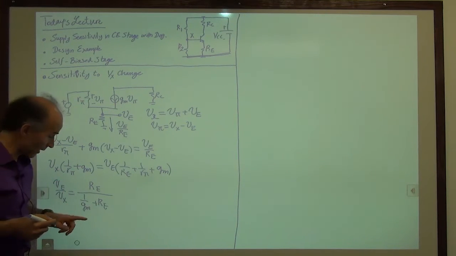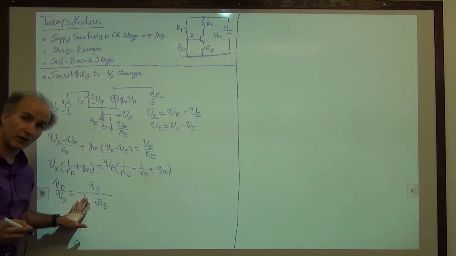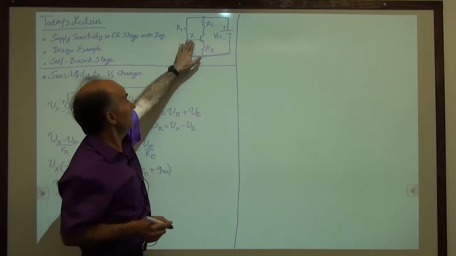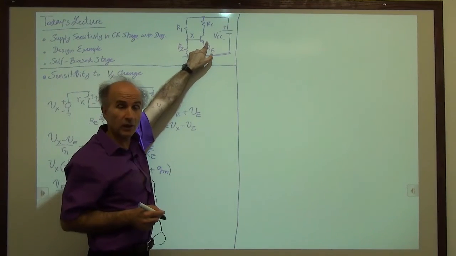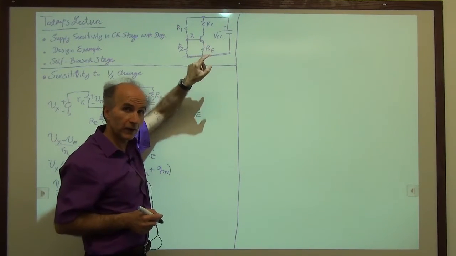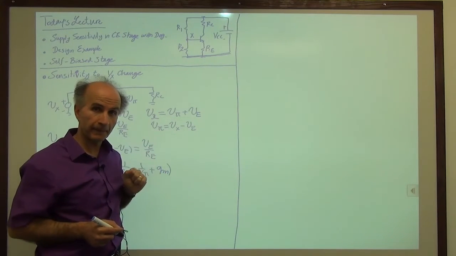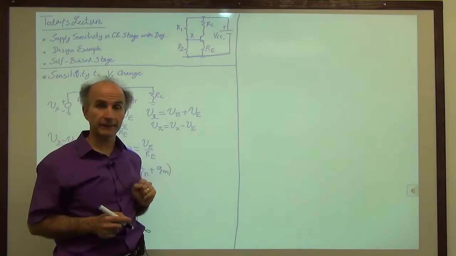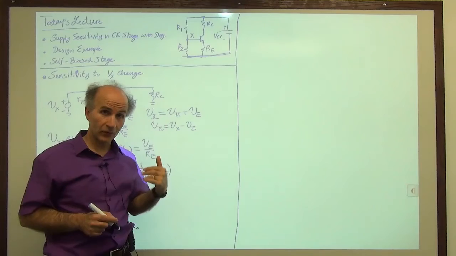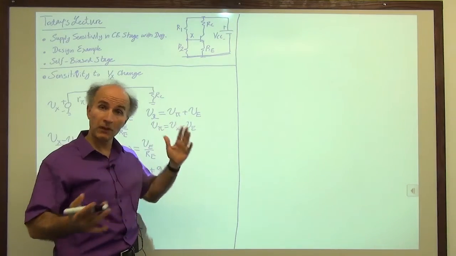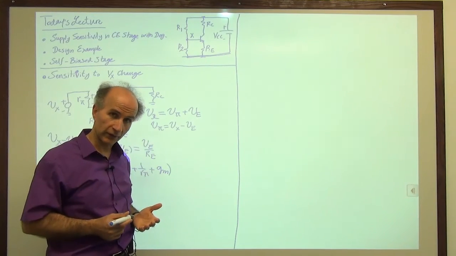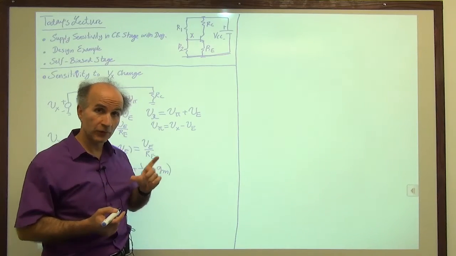If it just happens that 1 over Gm is much less than RE, then this is close to 1. So a change here will create approximately the same change here, right? That means that the base emitter voltage doesn't change much. This is the key point behind the circuit. We want the base emitter voltage not to change much. Because last time, when we changed the base emitter voltage by 40 millivolts, we had a factor of 4.65 change in the collector current, right? So we want the base emitter voltage not to change much.